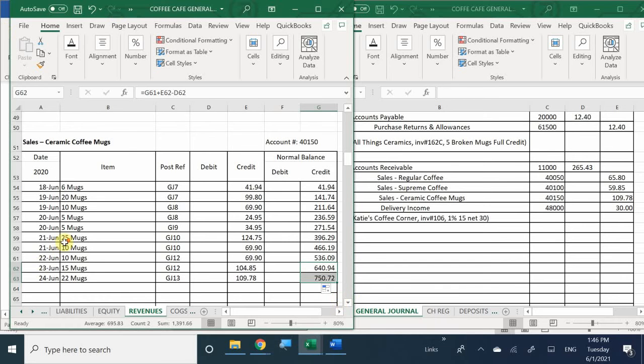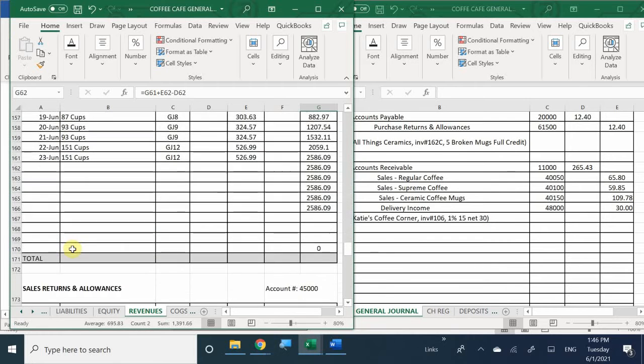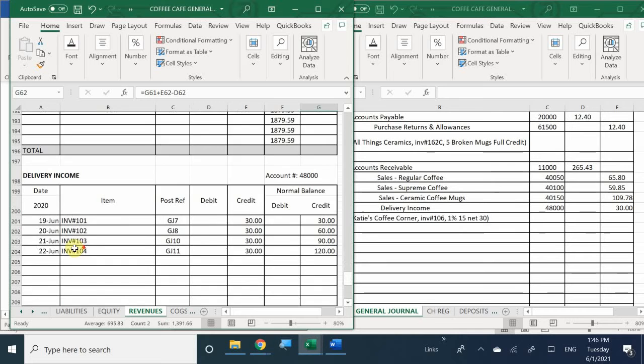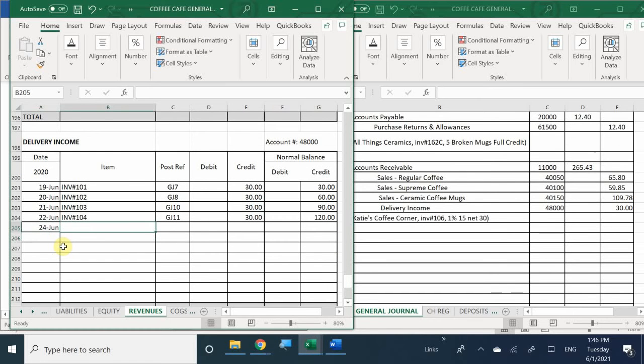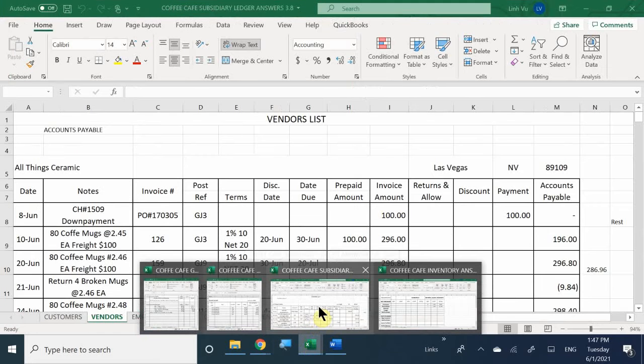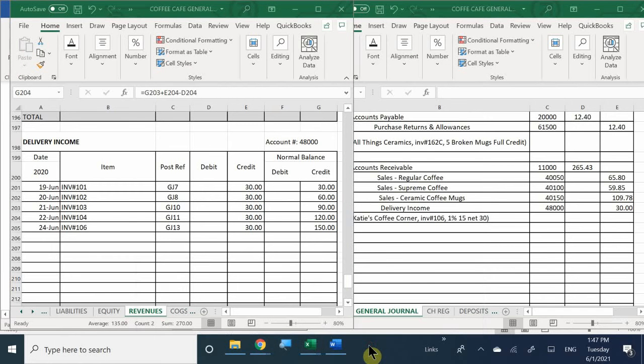Then go to delivery income. Date is 6/24. Invoice 106. General Journal 13 for $30 credit. Your balance is 150. Good. Then we have to go to our subsidiary ledger. Can you give me 1 second, real quick? Okay, good. We go to Katie's Coffee Corner.